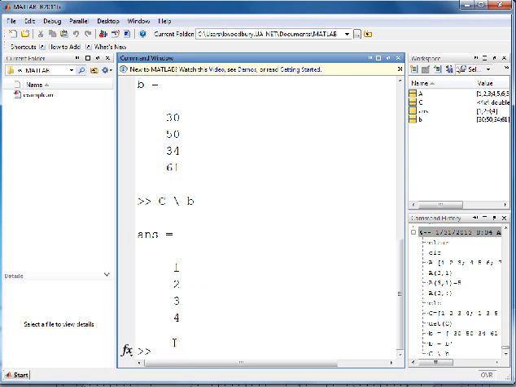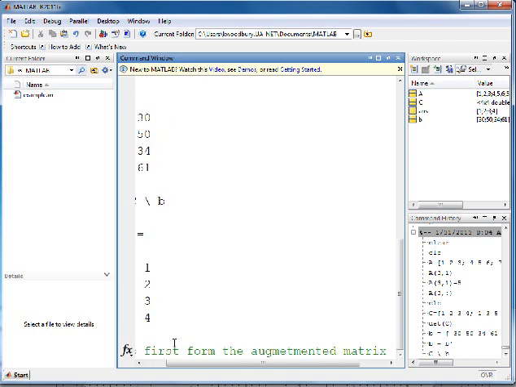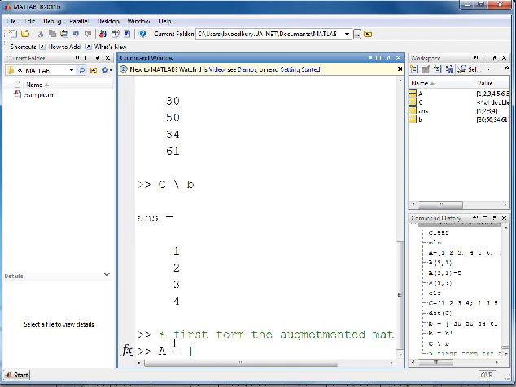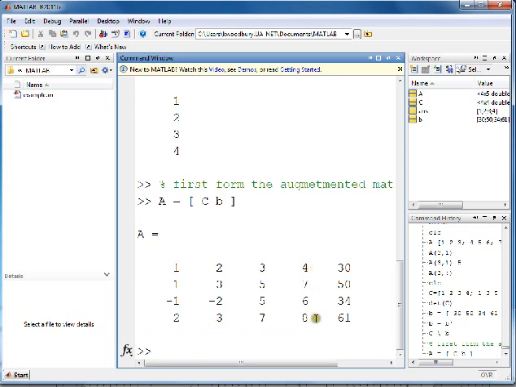Now, to solve by Gaussian elimination, we're going to form what I call the augmented matrix. And I'm going to call that A. And we can join two compatible matrices together, or repackage them, if you will, using the square brackets in MATLAB. If we have a matrix C and matrix B, if they have the same number of rows, we can put them together just like this. So now the matrix A has all of the components of C here on the left, and it has the rows of B in the last column.